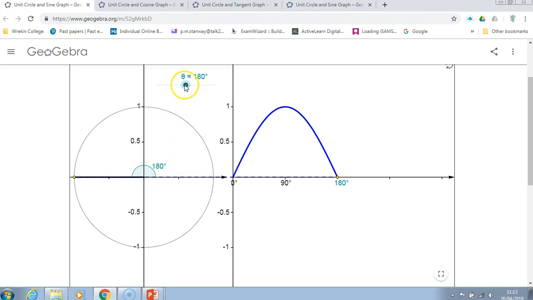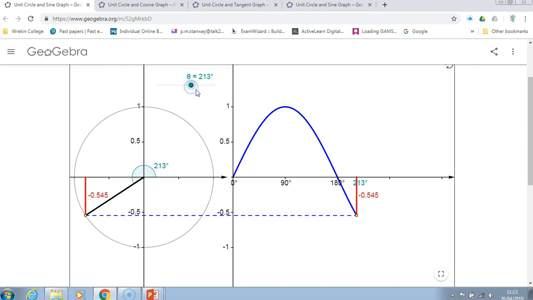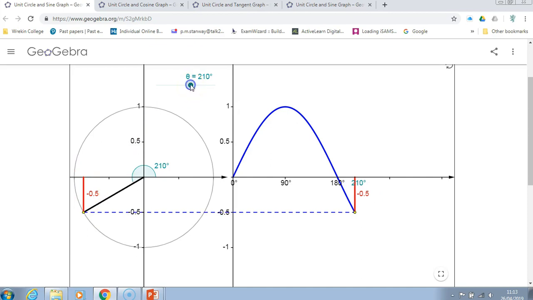As we go past 180, you'll see that the curve is now going below the x-axis, so into negative values here. You can see we've got a negative value, and the reason that's happening is if you imagine that on this triangle, these ones up here would be positive, and down here below the axis, this is now negative. So the curve becomes negative, and I'm just going to take it back a little bit, back to 210.